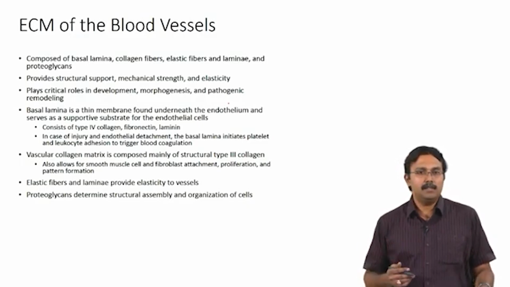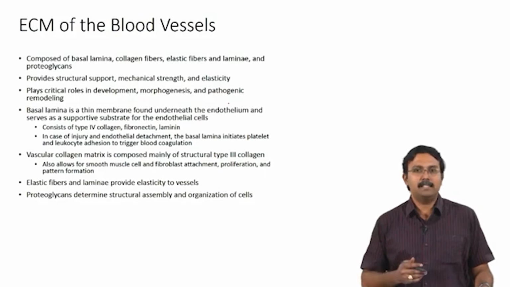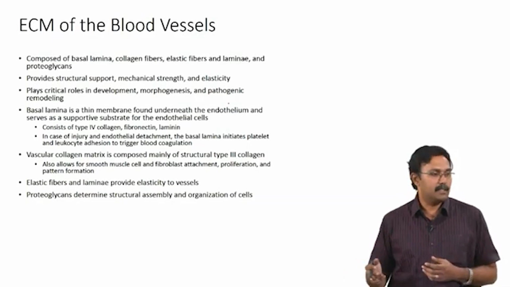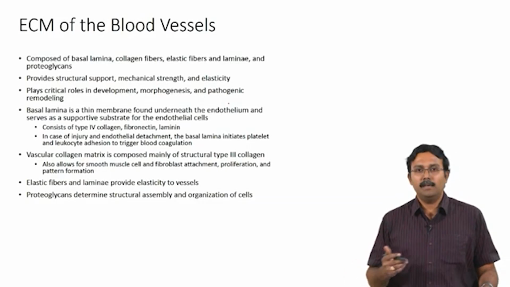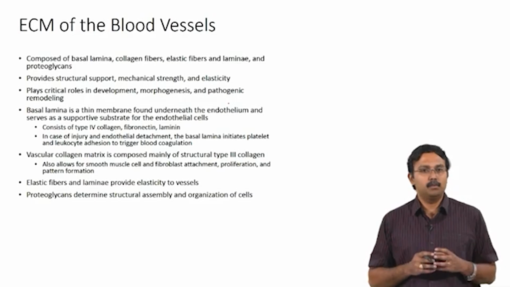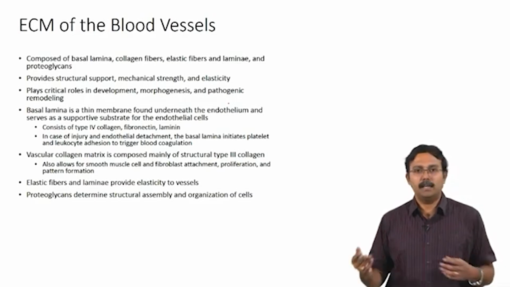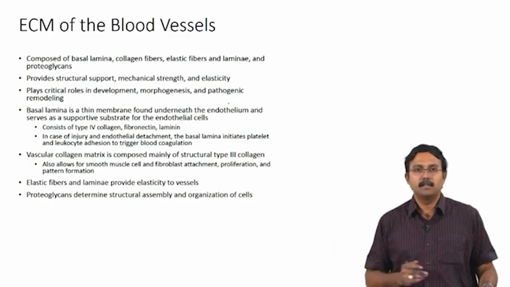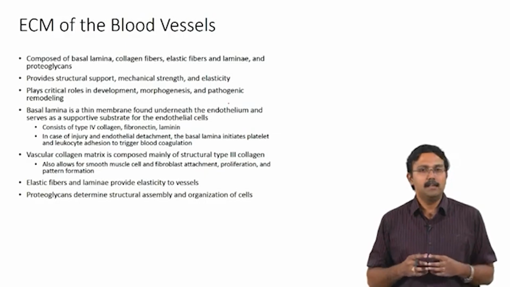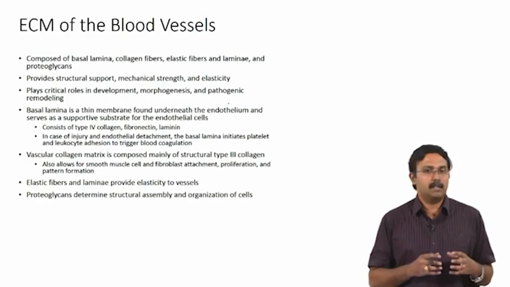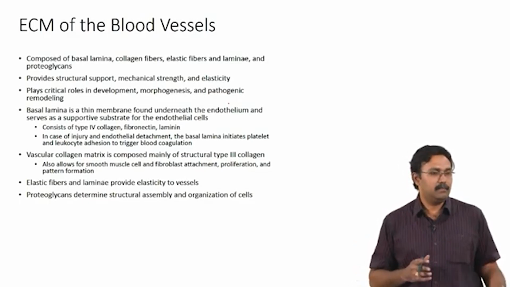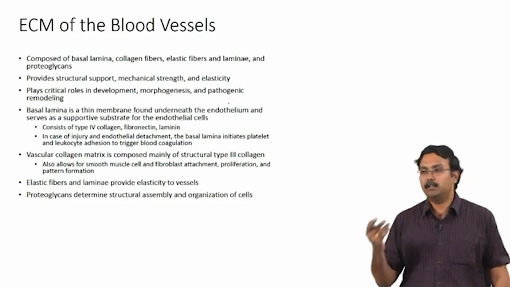And when there is an injury or endothelial detachment, the basal lamina initiates platelet and leukocyte adhesion, which triggers the blood coagulation cascade. Vascular collagen matrix is composed of primarily type 3 collagen. It also allows for the smooth muscle cells and fibroblasts to attach, proliferate and create the required patterns. So, the elastic fibers and the laminae which are present provide the elasticity. Proteoglycans provide the structural assembly and organization of the cells. So, each of these have their own importance in the way the tissue is developed.